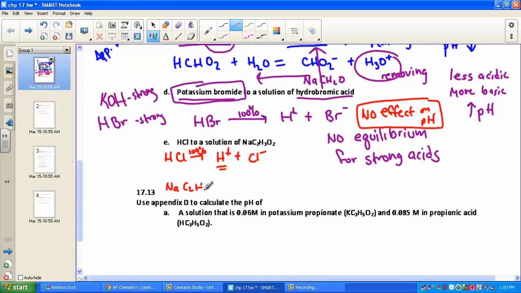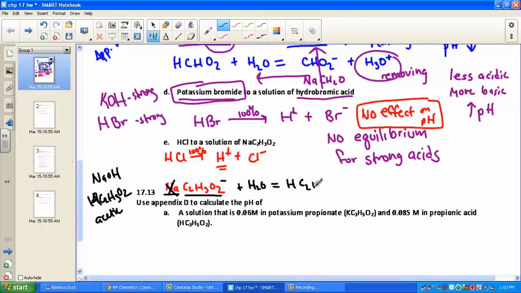Sodium acetate is the salt. Now I recognize this parent as a strong base, so no effect on pH. However, the acetate ion, its parent is a weak acid, C2H3O2, acetic acid. Well, that acetate, its parent is weak, so it undergoes hydrolysis. And when it undergoes hydrolysis, it goes back to form its conjugate, its weak acid parent, leaving the solution basic.